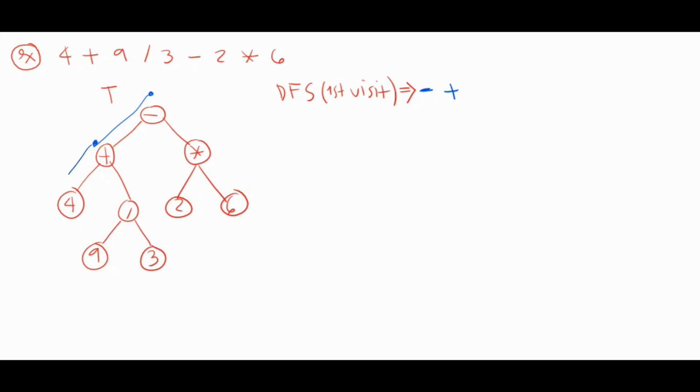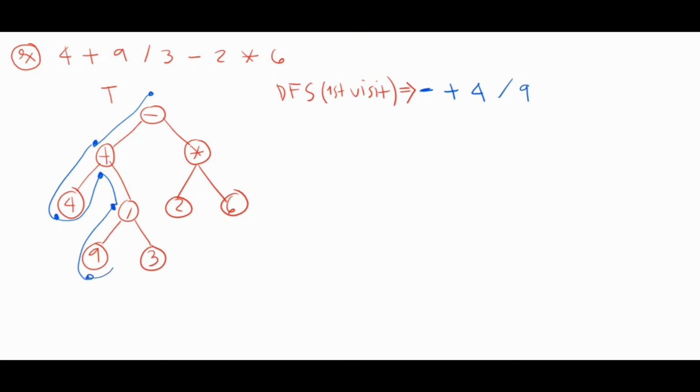And then we visit 4. That's our first visit, so we list it there. And then we backtrack. This is our second visit to plus, so we don't list it. And this is our first visit to division, so we list that. And then our first visit to node 9, we list it here.